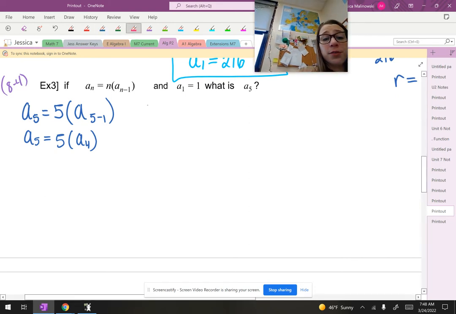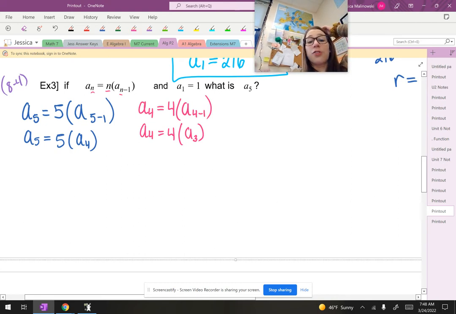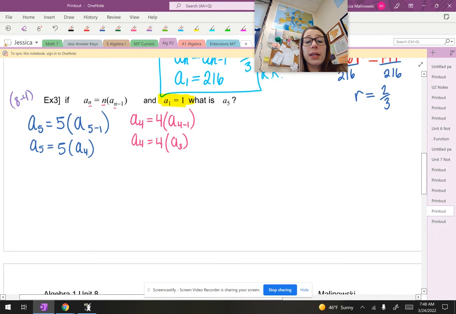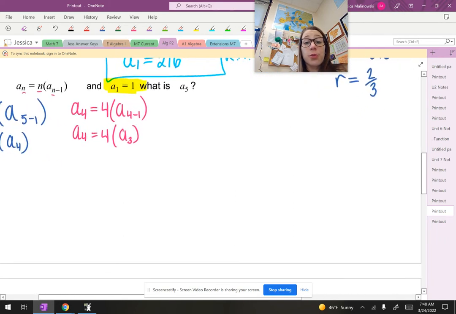Okay, so then maybe you think that I need to figure out a sub 4 next. So a sub 4 is equal to, remember, everywhere I see an n, I'm replacing it with 4 now because that's the next piece I'm looking for. And because this is recursive, I can't just start with 4 or 5. I have to start with what they give me. Notice they're giving us a sub 1, so we know what a sub 1 is. So the next logical thing that we'll be able to find is going to be a sub 2.